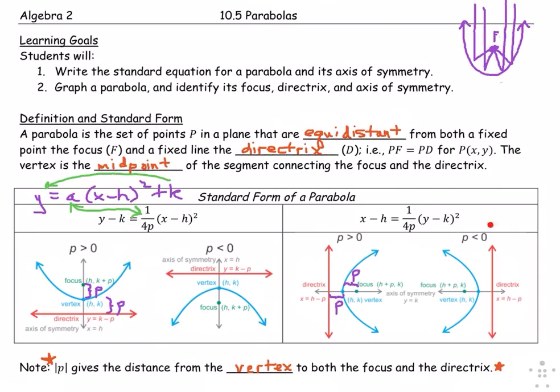And then when p is negative, you're reflecting over the y-axis. So then the focus is to the left because it's always inside the parabola. So then you go from your vertex and you would subtract p to find the coordinates of your focus, and then you would add p to find the equation for the directrix. Please make a note down here that the absolute value of p gives the distance from the vertex to both the focus and the directrix.